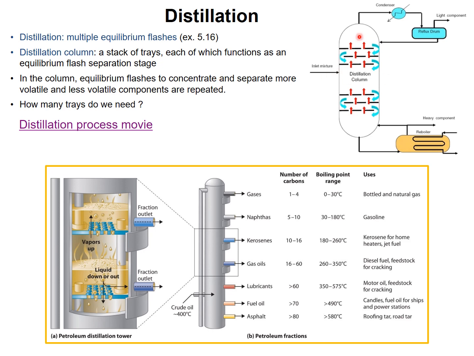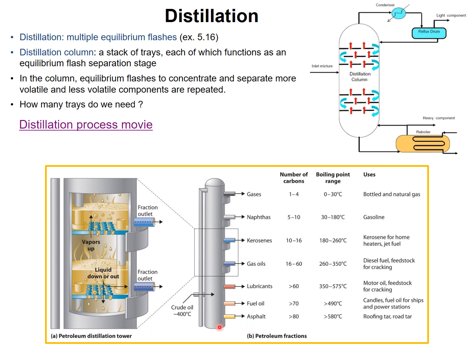Okay, here is the schematic picture of the distillation column. We have several trays or stacks here and there. Each stack is considered an equilibrium flash separation stage. Then let's go to the other picture here. We have a column here, and here are the 1, 2, 3, 4, 5, 6, 7 fraction outlets. Each outlet has its own product.